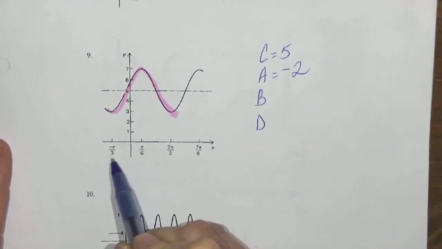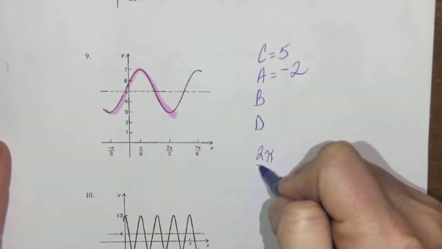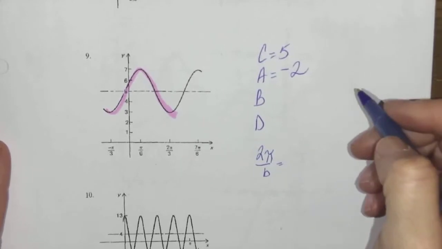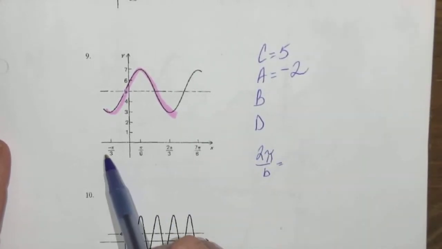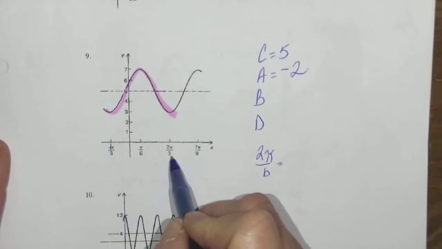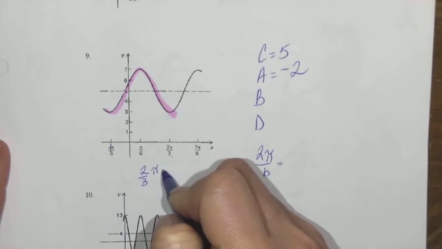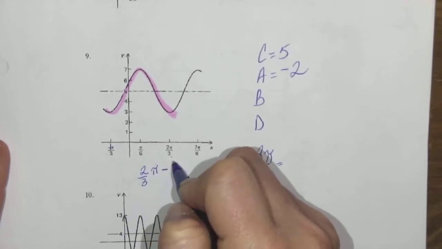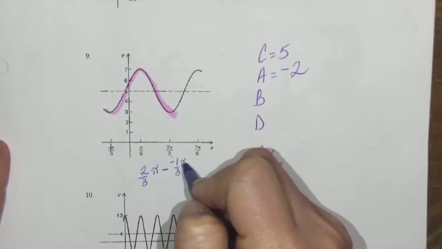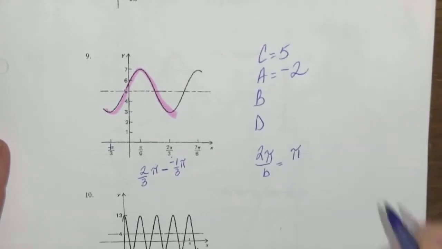If you look down here, this is pi, so this is in radian measure. So 2 pi divided by b will give you the period. Well, this is from negative 1/3 pi all the way to positive 2/3 pi. If you subtract 2/3 pi minus a negative 1/3 pi, I would get 3/3 pi, or 1 pi.